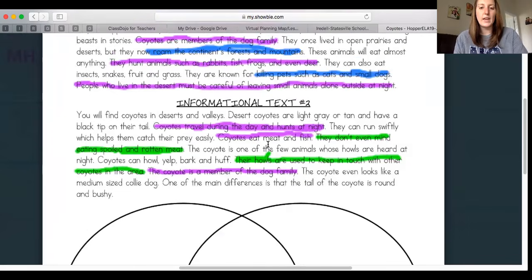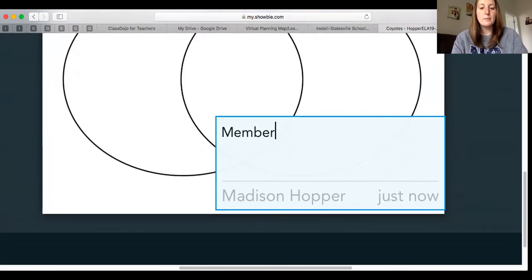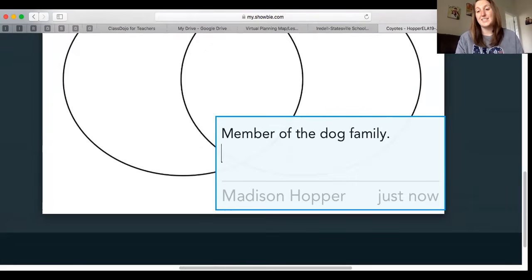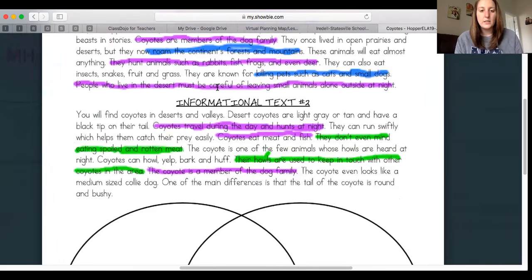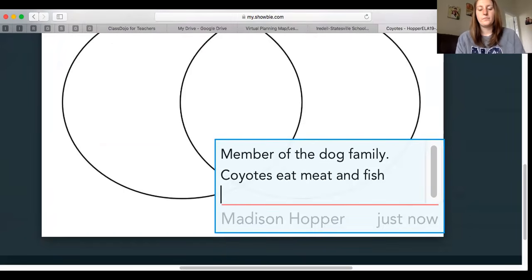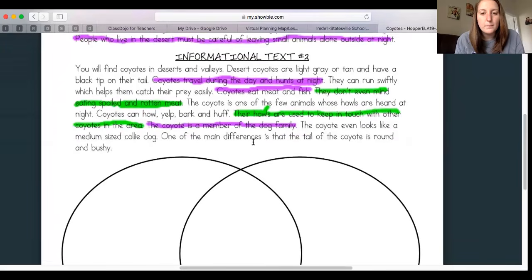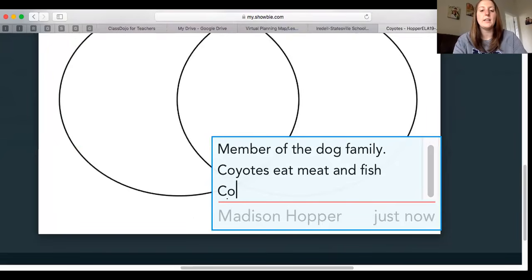Let's go back and look at what they both have. Coyotes are a member of the dog family. Both articles and both passages say that. So that's going to go in the middle. What else did they say? Both passages talked about how coyotes eat fish and meat. Okay, what else did I get? Oh, in both passages, coyotes hunt at night.